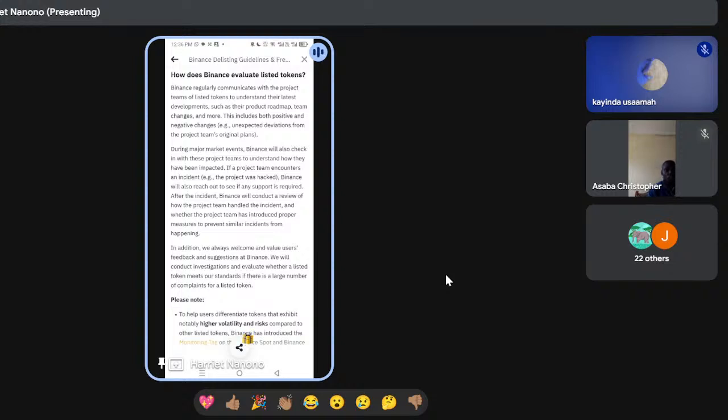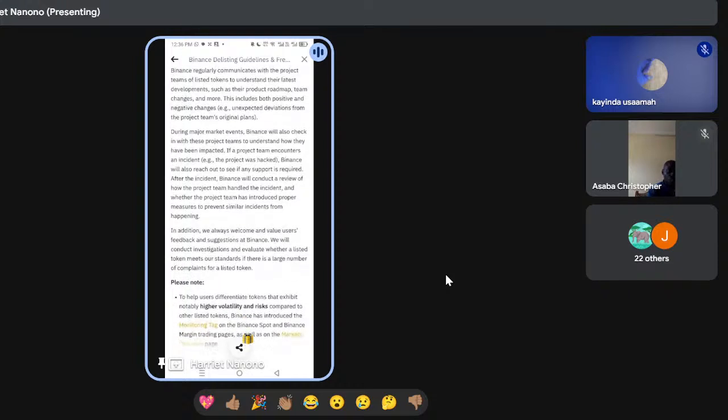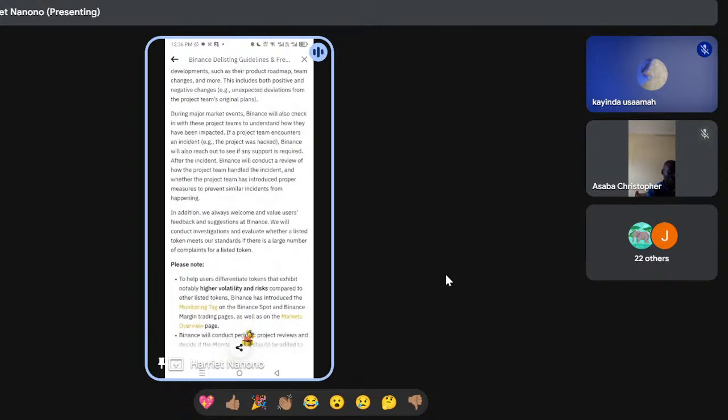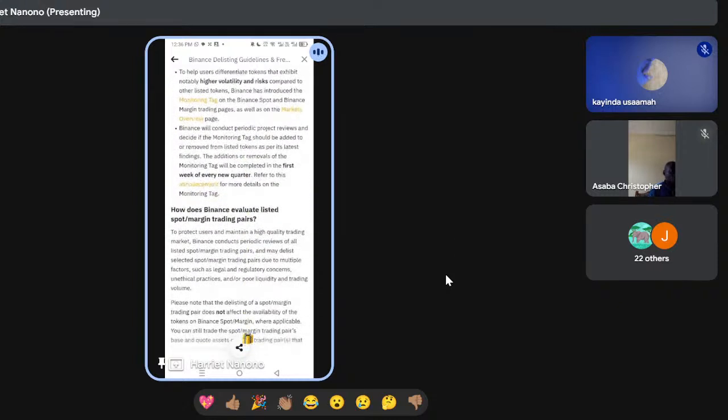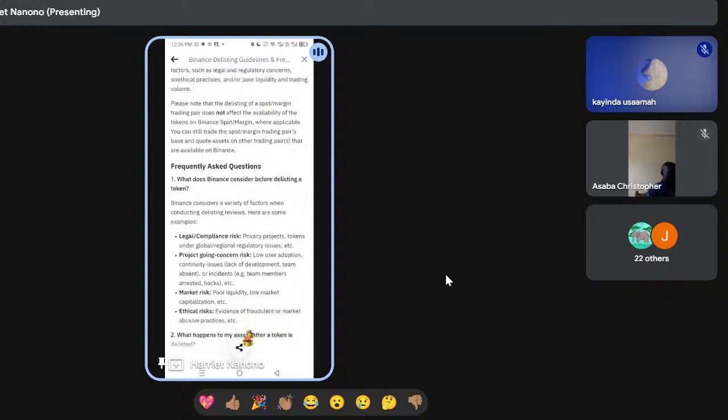Then, in addition, we always welcome and value users' feedback and suggestions at Binance. We will conduct investigations and evaluate whether a listed token meets our standards, for example if there is a large number of complaints. So all those ones, they are there, okay?